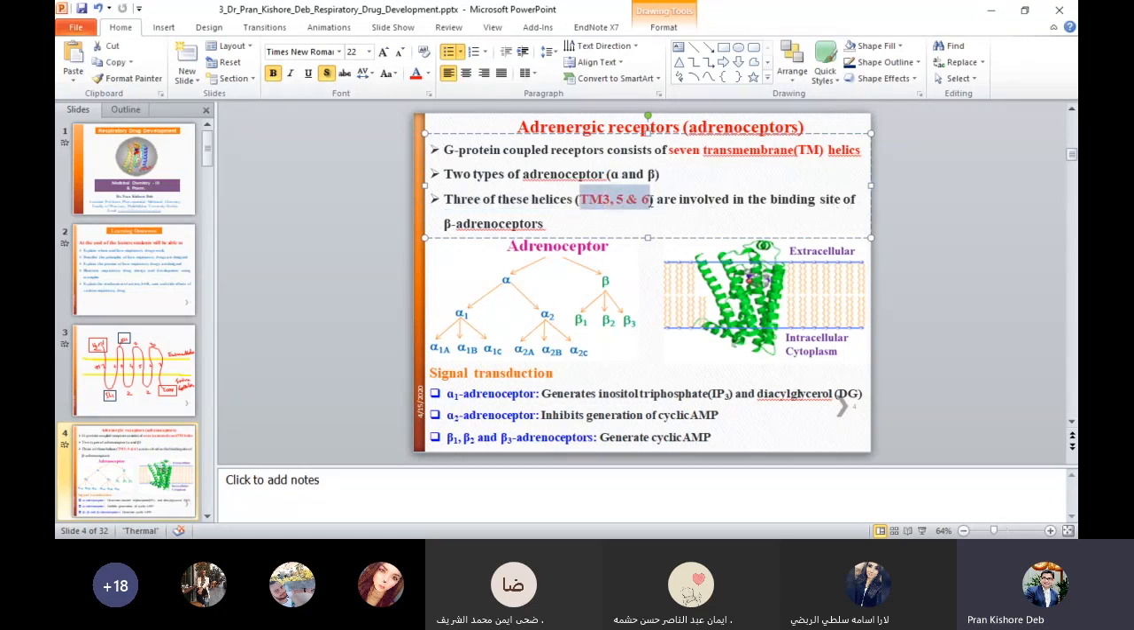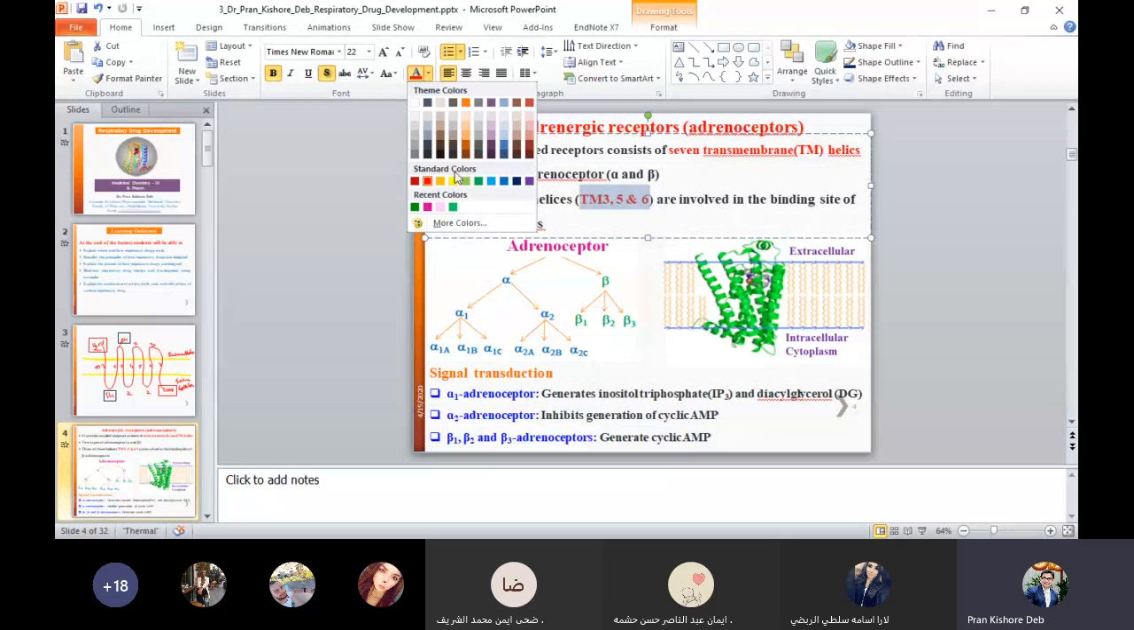So remember, this is the key information again. Which helices are involved in binding to the drug or the agonist? 3, 5, and 6. 3, 5 and 6.